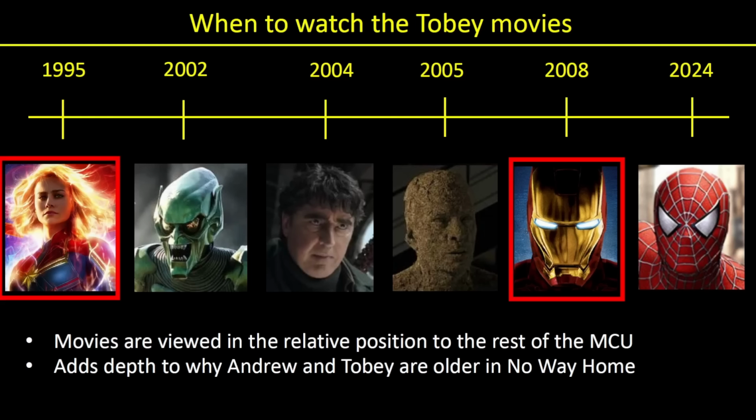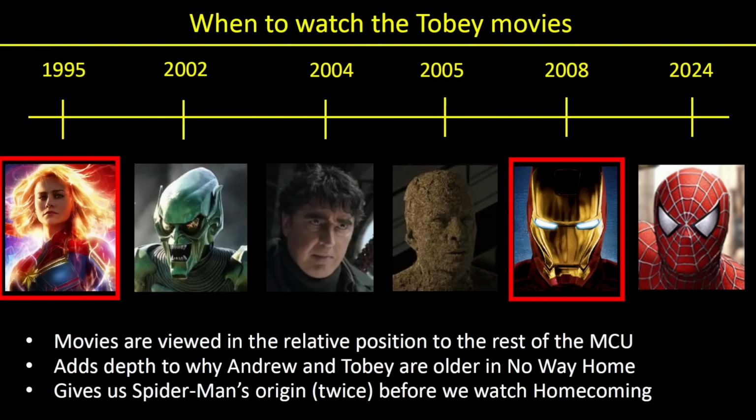Because, for example, here we see Spider-Man 3 in 2005, and it's not until 2024, 19 years later, that Tobey shows up. So I just think it adds that depth to how much they've aged in between the movies. Also, I think it helps, and in fact, I would recommend this no matter what your watch order.